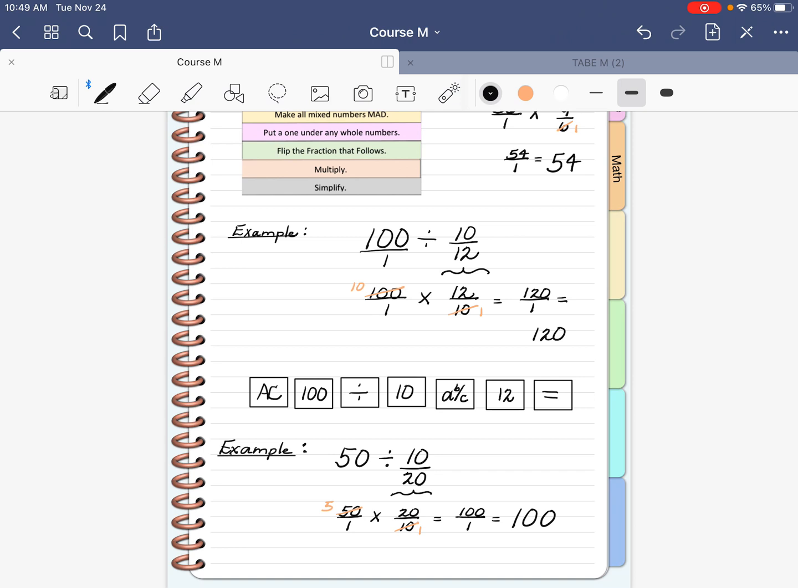You are dividing a whole number by a fraction. And in the next video, we will just divide fractions, and then I believe we'll be done.